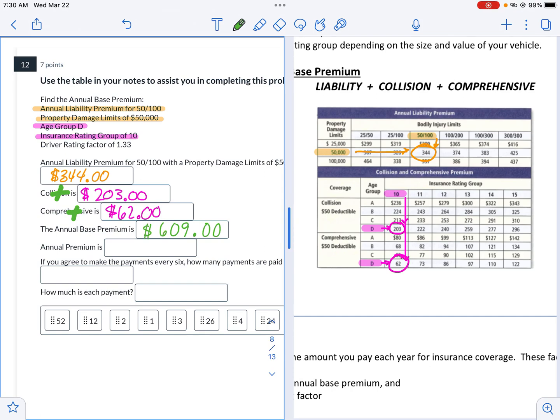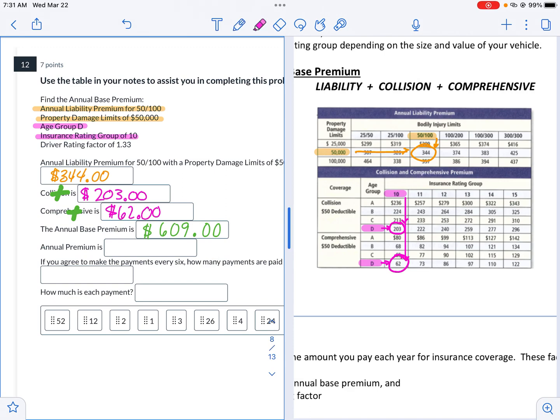I am going to add it on my calculator to make sure I didn't make any careless errors. So 344 added to 203, whoops, 203, Mrs. Leonard, added to 62. So 344 plus 203 plus 62 is $609. I am correct. Winner, winner, chicken dinner.